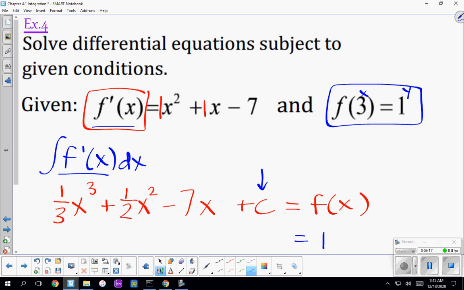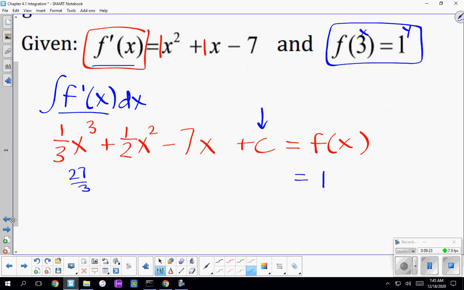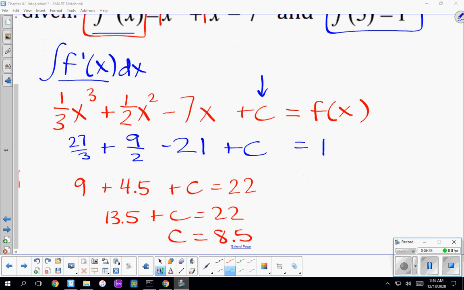So when I cube 3, I get 27. So this is really 27 over 3. When I square 3, I get 9. So I'm going to have 9 over 2. And here, when I multiply, I'm going to have 21, and I still have plus c. And so now I'm going to solve for c. So you can see here that I've gotten c by itself.